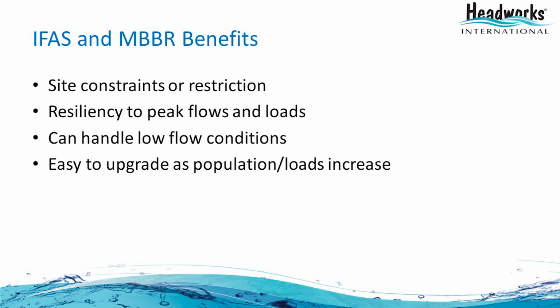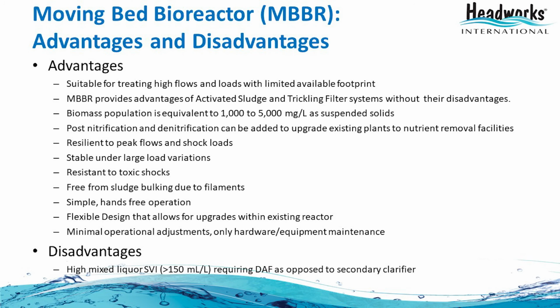If you have an existing plant, you don't know how much future capacity is needed. You can start with a small fill fraction in the reactors and then gradually increase it to meet the new loads or flows in the future. So the advantages, I won't go through all of that, but a couple of things I didn't touch on are the MLSS, for example. The MBBR biofilm is equivalent to up to 5,000 milligrams per liter of MLSS. So what that means is that if you have a suspended phase activated sludge system, you already have 2,000 to 3,000 milligrams per liter. We can triple it by adding 5,000, 6,000 milligrams of MLSS onto the media biofilm.